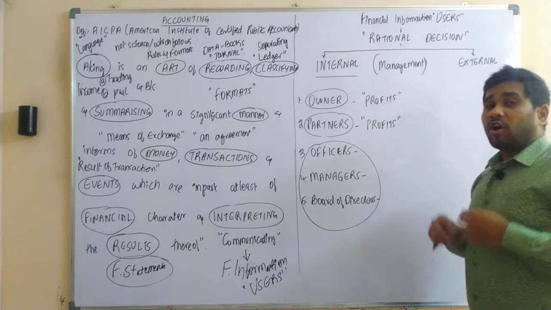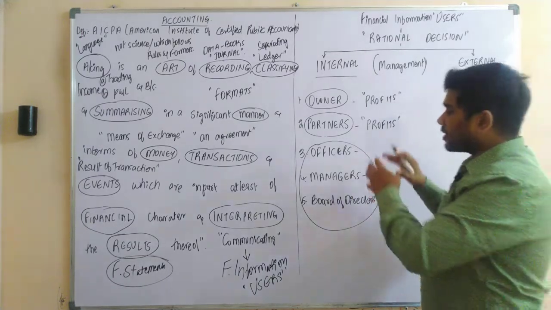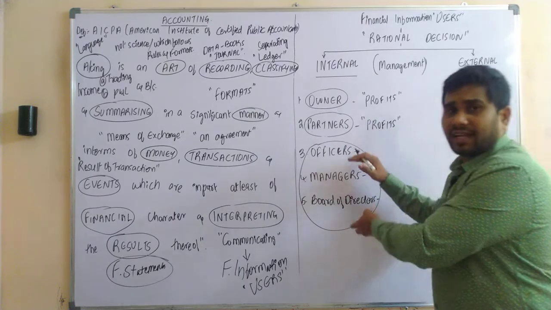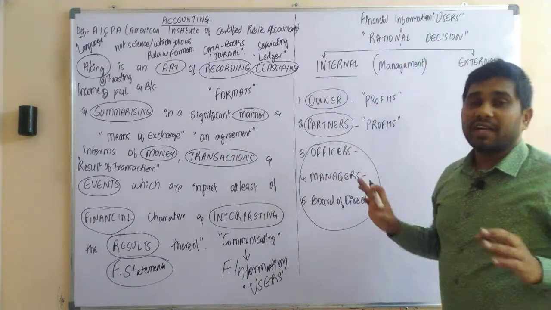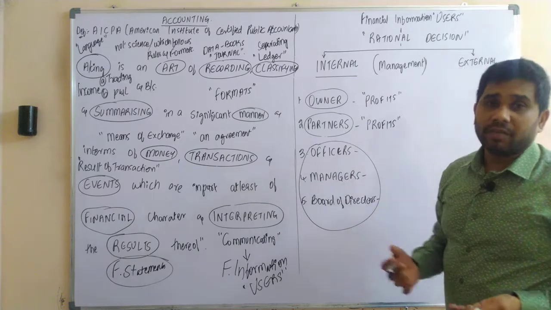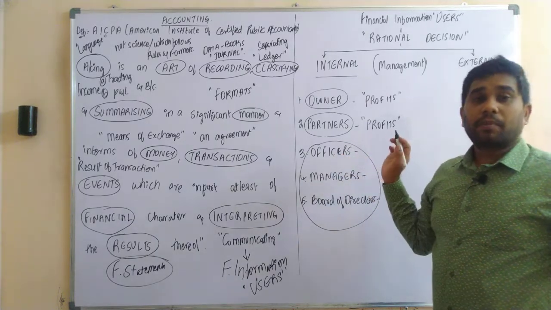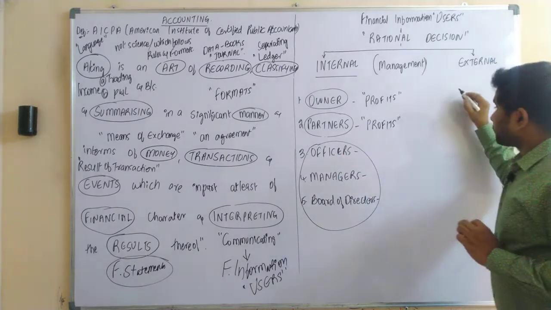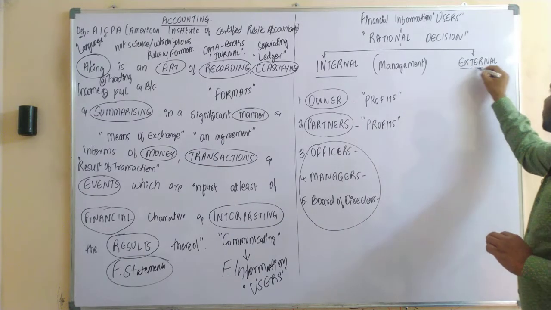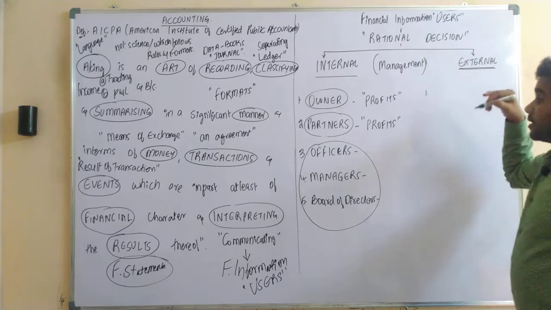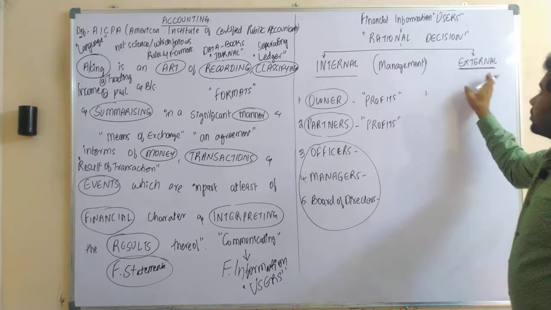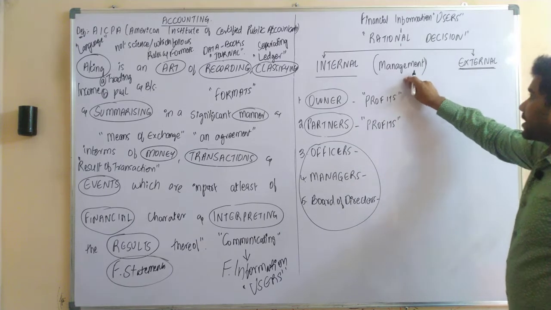Depending upon their necessity, the information which is provided by the company, they would be evaluating the different types of information according to them for the purpose of management. Now, external users. Let's continue with external users. So who are our external users? The external users are nothing but those who are not participating in the management.